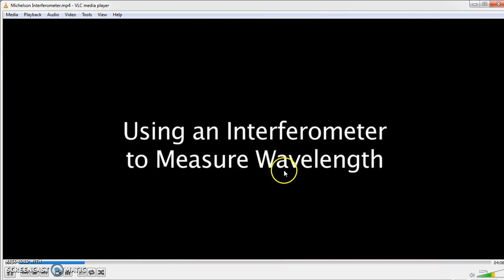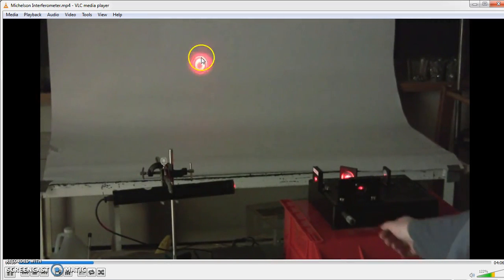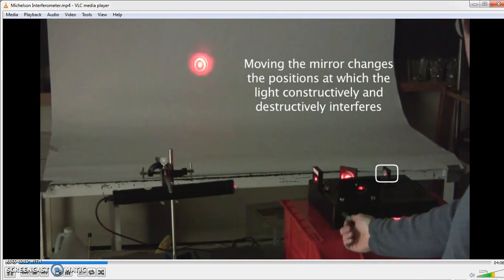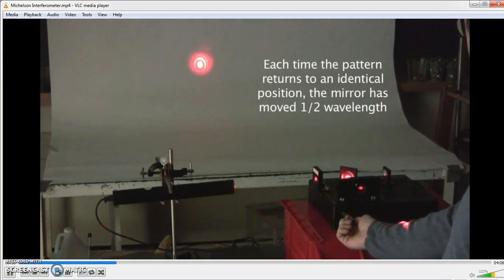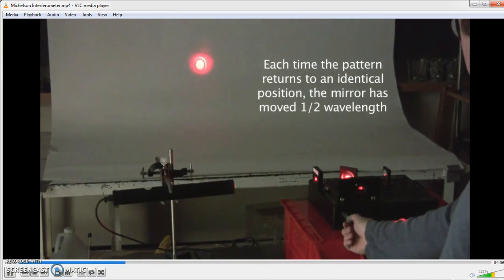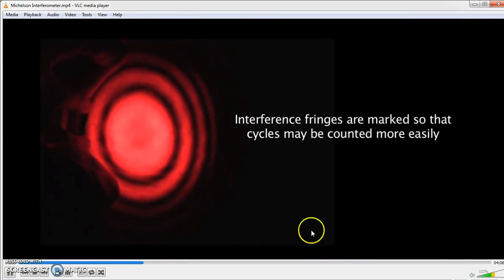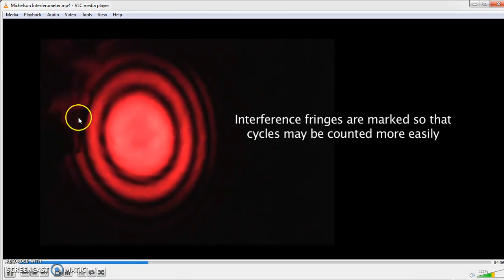So we are calculating the wavelength of the light. This is the pattern observed on the screen. When I change this particular point, you can see the number of fringes may appear or disappear from the center. Let us keep one reference mark here. This is the reference mark.